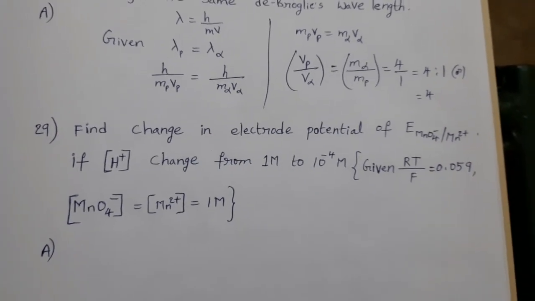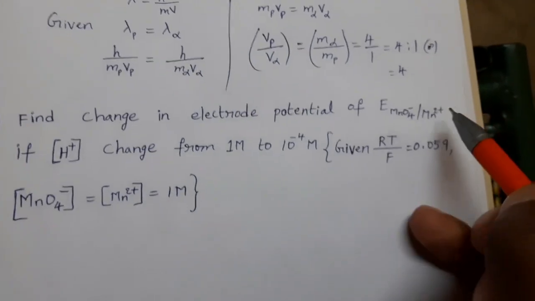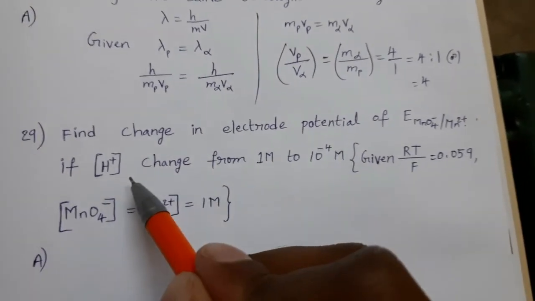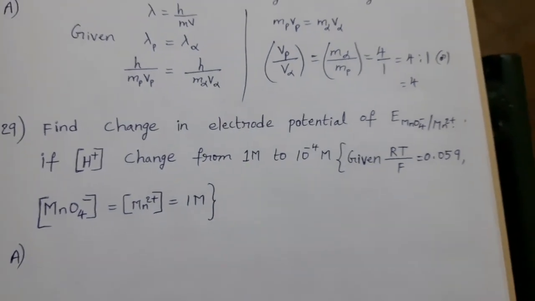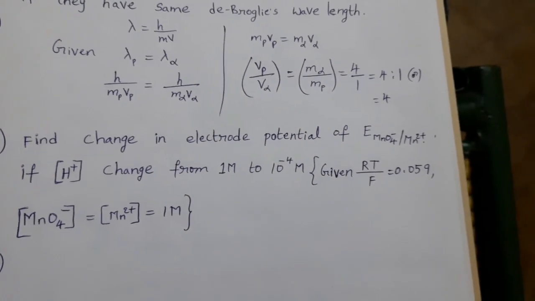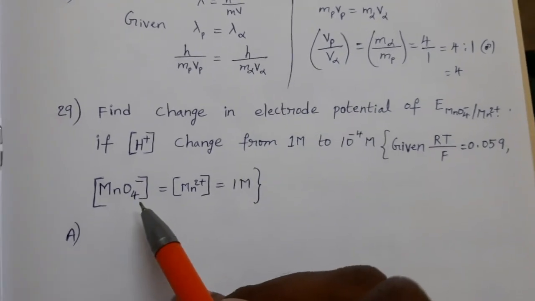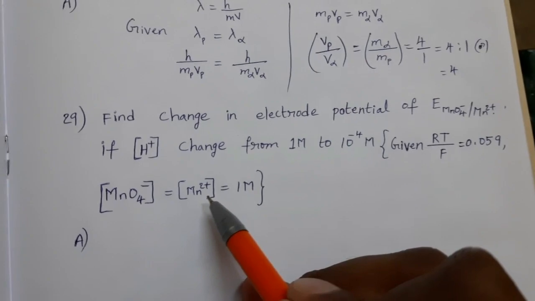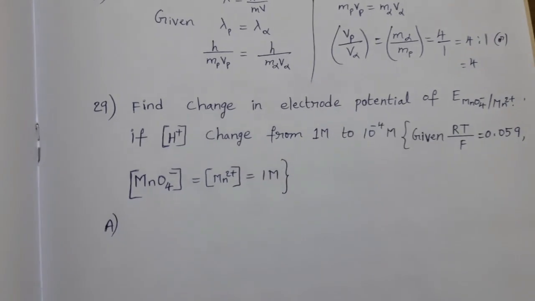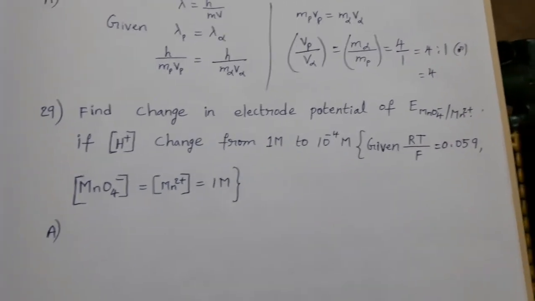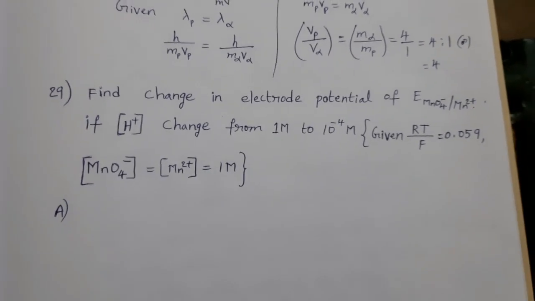Next, find the change in electrode potential of MnO4 minus to Mn2 plus. If H plus ion concentration change from 1 molar to 10 power minus 4 molar, given RT by F equal to 0.059 and concentration of MnO4 minus ion and Mn2 plus ion, each one 1 molar. Its concentration 1 molar, for this also 1 molar. Okay. Now by using Nernst equation, we can get the answer for this. What is Nernst equation?